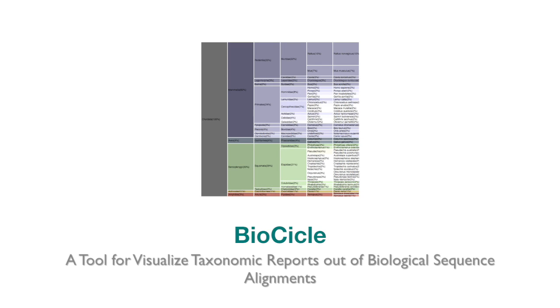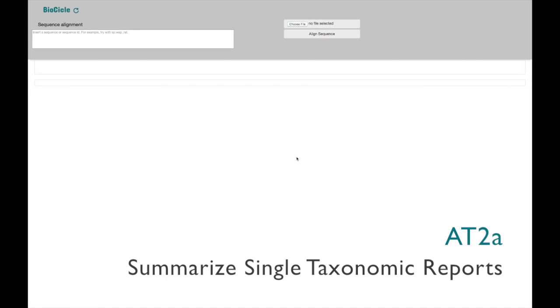We present BioCicle, a tool for visualized taxonomic reports out of biological sequence comparisons. BioCicle aims to help bioinformaticians understand taxonomic relationships between organisms by tackling two different analysis tasks. The first one summarizes taxonomic reports out of single query alignments, and the second one compares taxonomic reports out of multiple query alignments. I am first presenting you a single query taxonomic report for a protein sequence comparison.